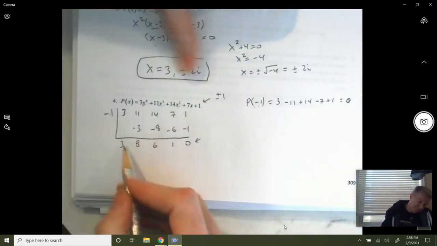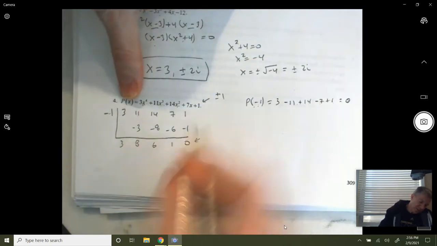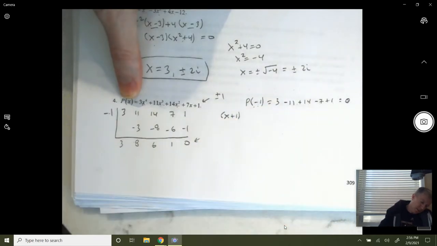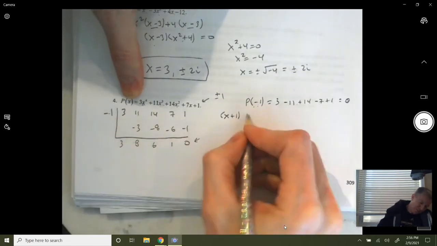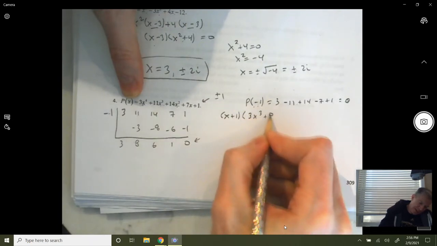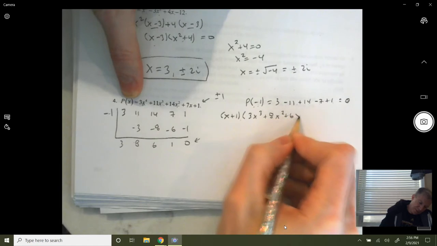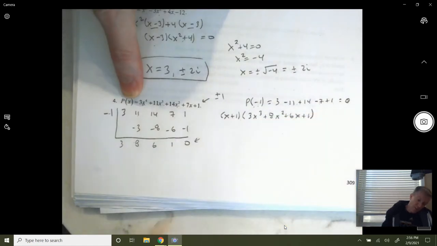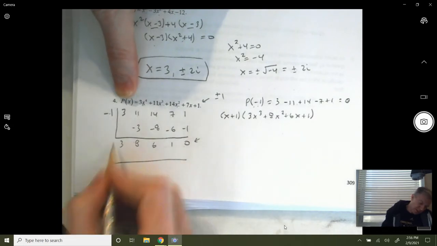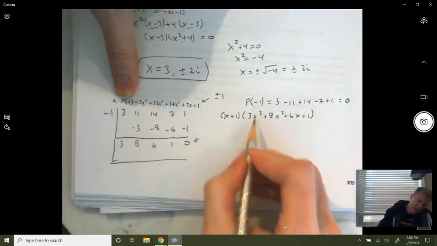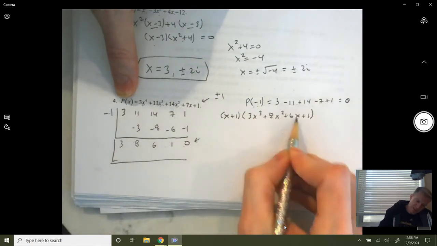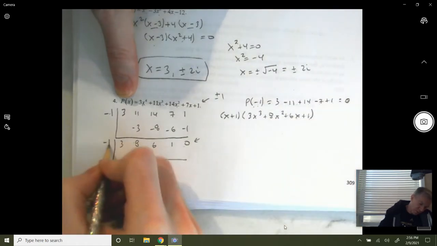Now we've basically factored this into x plus 1 times 3x. Now notice this just went down by 1 degree, so that's 3x cubed plus 8x squared plus 6x plus 1. Okay, but we can do this again. Let's see if maybe -1 works again. Okay, let's just double check. That would be -3 plus 8, which is 5, minus 6, -1 plus 1. So I think -1 is going to work again.